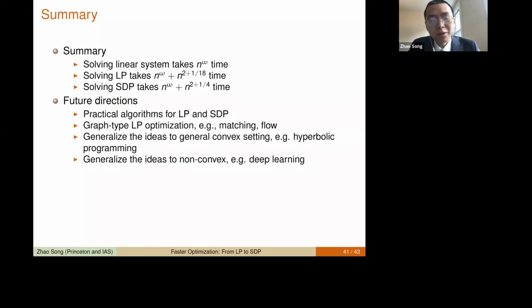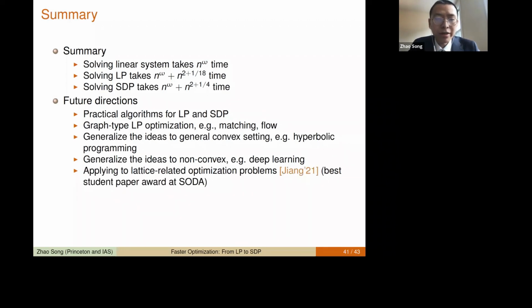It's also very interesting to generalize the idea to non-convex optimization, for example, deep learning. Also, this year in a SODA paper, Hao Tianjiang has an optimization paper for lattice-related optimization. It's also interesting to see if this lazy idea can be used for those lattice-based optimization questions.